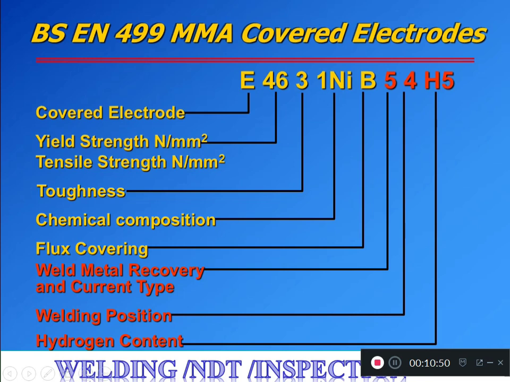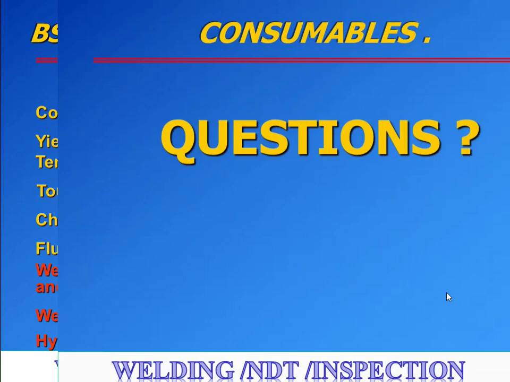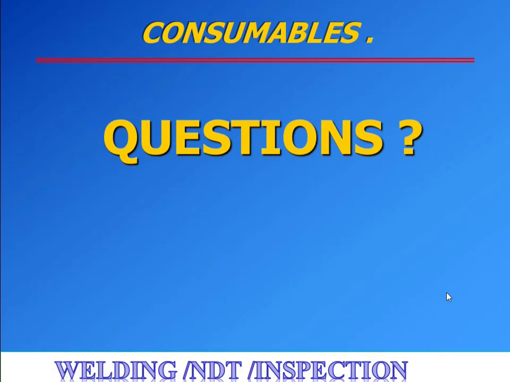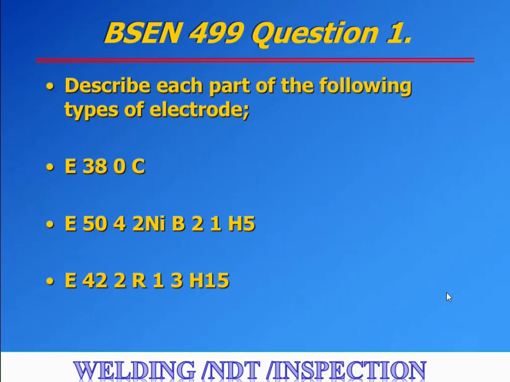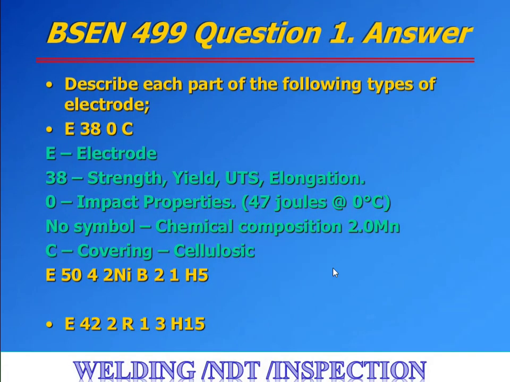Now, any questions you have? But I have some questions here. These are very important questions. Describe each part of the following types of electrode: E380C, E5042NiB21H5, and so on. From here you can understand which one is the rutile, which one is the cellulosic, which one is the basic. So I can show you the nomenclature, each nomenclature.